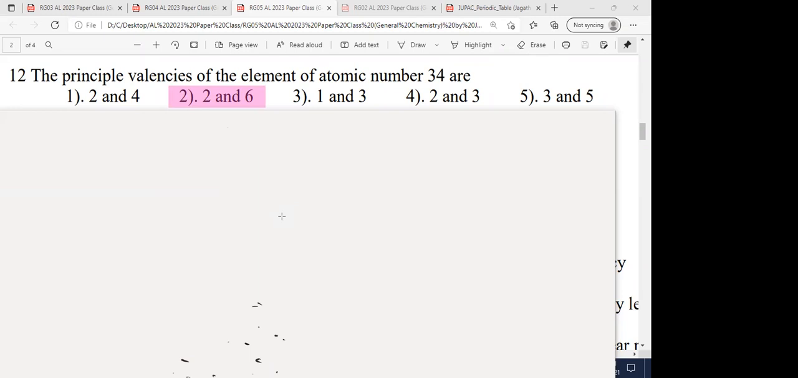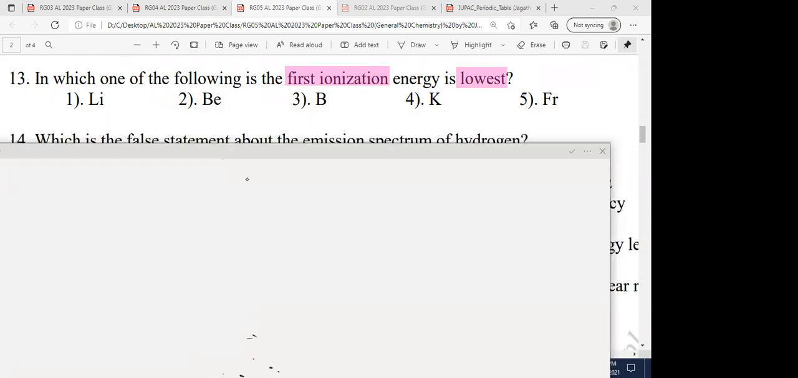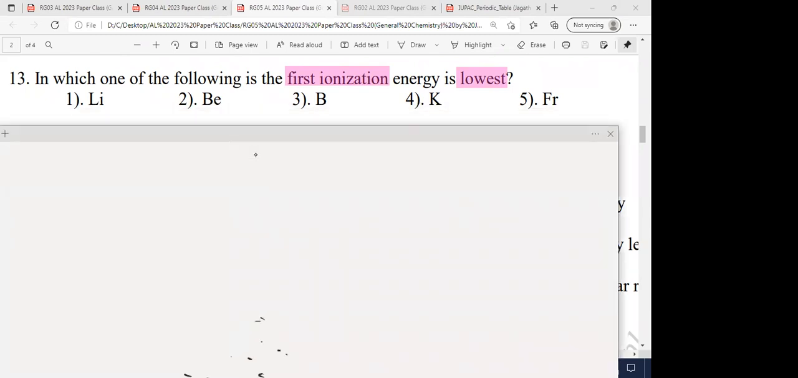13th MCQ. Which one of the following is the first ionization energy lowest? First ionization energy, highlight. Lowest, highlight. I told you at the beginning today, I did a similar question. First ionization energy lowest, group 1 bottom. Which one is group 1 bottom here? Which one is the answer?